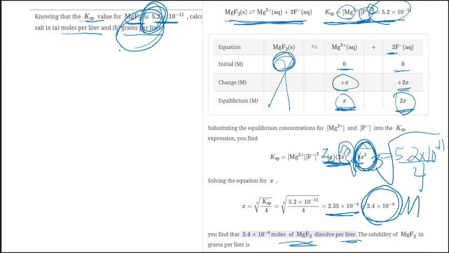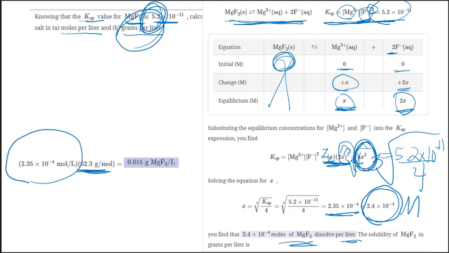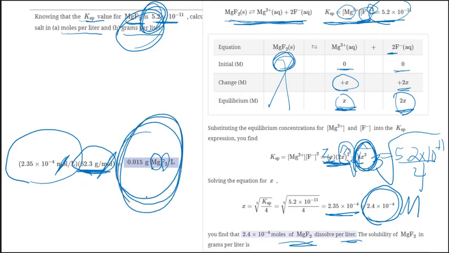Now let's figure out how many grams per liter. I'm going to take that information and multiply it by the molar mass. Add up 1 magnesium and 2 fluorines, and I should get a molar mass of 62.3 grams per mole. That crosses off my moles, leaving my units of grams per liter, and I would get 0.015 grams of magnesium fluoride would dissolve per liter of solution.